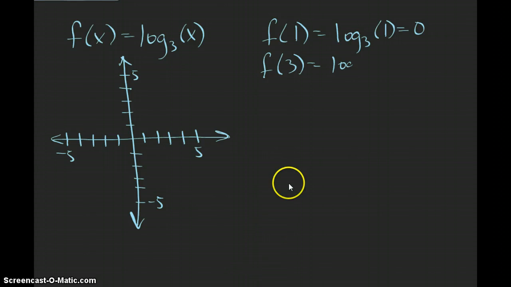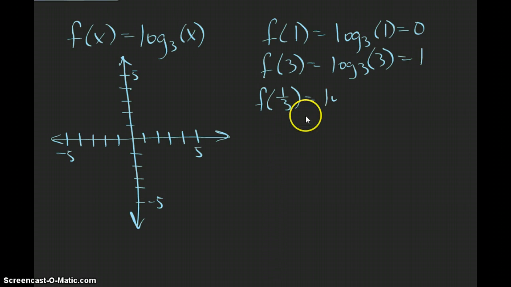Now the next point, I'm putting in 3, log base 3 of 3. Well, 3 is just 3 to the 1. So log base 3 of 3 to the 1, logarithm and exponent, they're inverses. So log base 3 of 3 to the 1 is just 1. Third point, maybe f of 1/3. That's 3 to the negative 1 here. And that's going to be just negative 1. So I get these points.